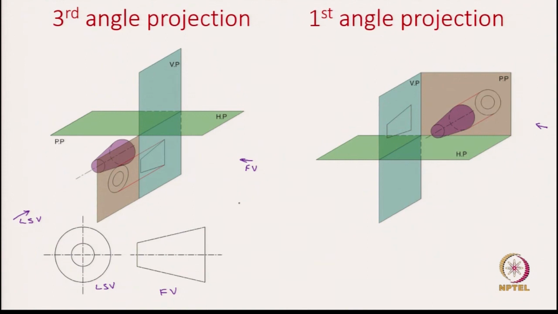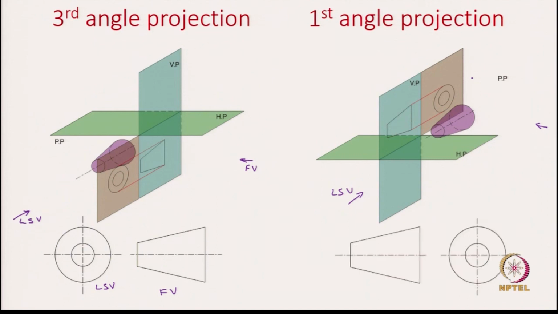When we capture the left side view, again looking from this direction, we capture it on the profile plane. Again we need to rotate the profile plane such that it is in line with the vertical plane where we have the front view. So, now let us rotate. After rotation, what we see is the left side view placed to the right of the front view, as is expected in the first angle projection. So, here we have the trapezium as the front view and these concentric circles as the left side view.